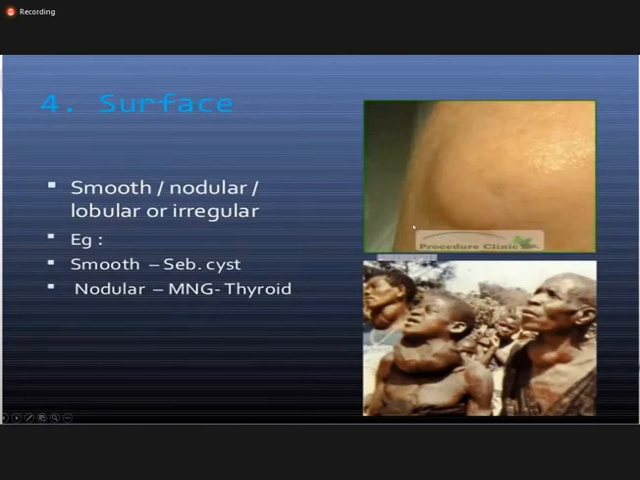Surface may be smooth, may be nodular, irregular. Irregular, yes, with the nodularity. Nodularity may be present. Irregularity like the multinodular. This is the multinodular divider, and this is the lipoma with a smooth surface.